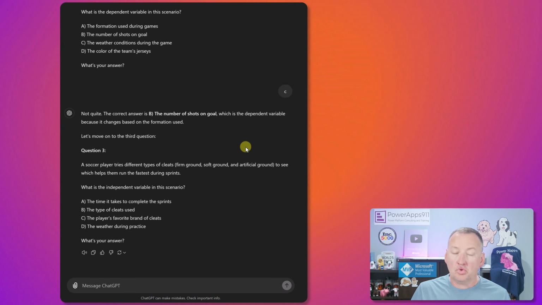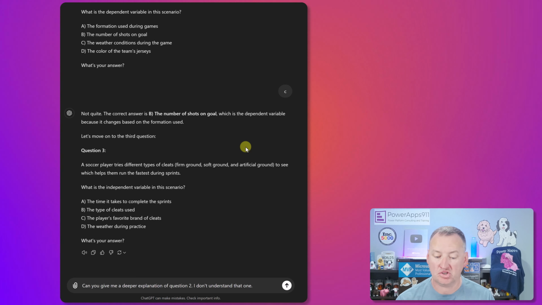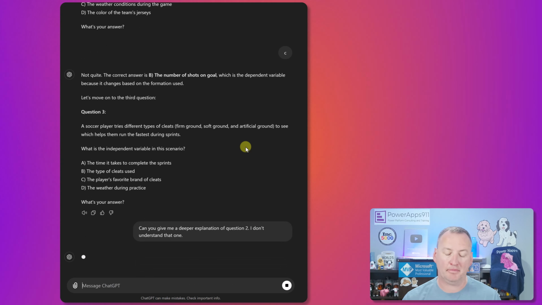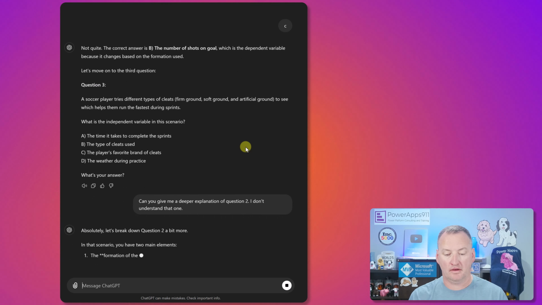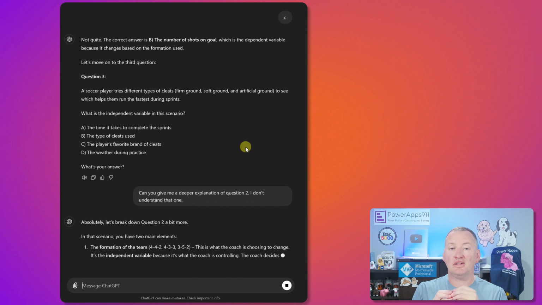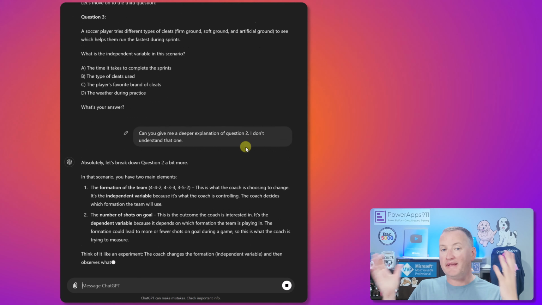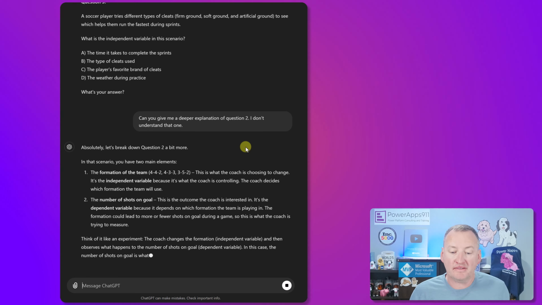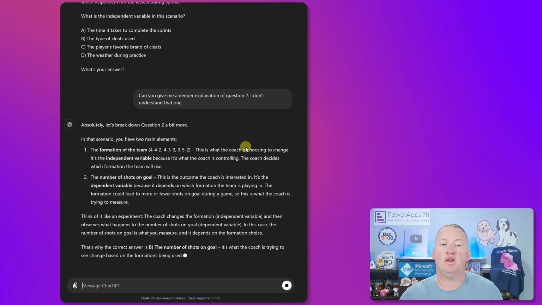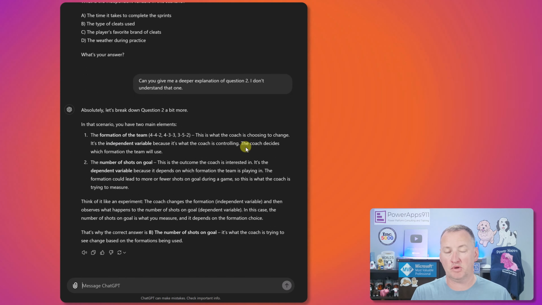And so you could break out at this point. You could say something like, can you give me a deeper explanation of question 2? I don't understand that one. And let's see what happens here. See, so this is the beauty of it not just being a robot. I mean, it is a robot, whatever. But I can break out. And so now, because I was really dumbfounded by that one, I could dig in deeper and get a richer understanding.